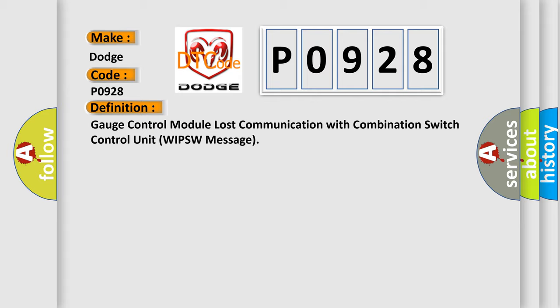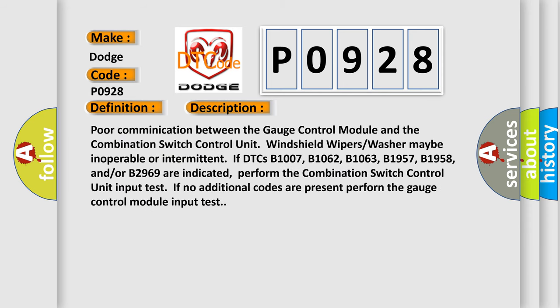And now this is a short description of this DTC code. Poor communication between the gauge control module and the combination switch control unit. Windshield wipers and washer may be inoperable or intermittent if DTCs B1007, B1062, B1063, B1957, B1958, and/or B2969 are indicated. Perform the combination switch control unit input test. If no additional codes are present, perform the gauge control module input test.